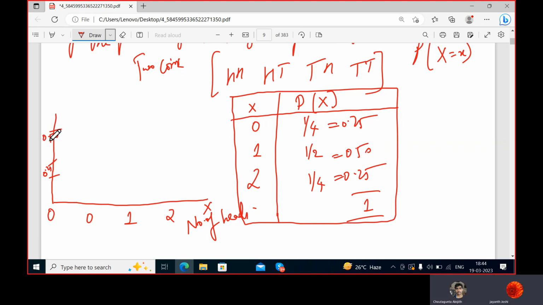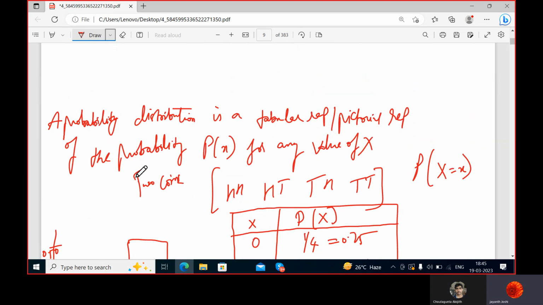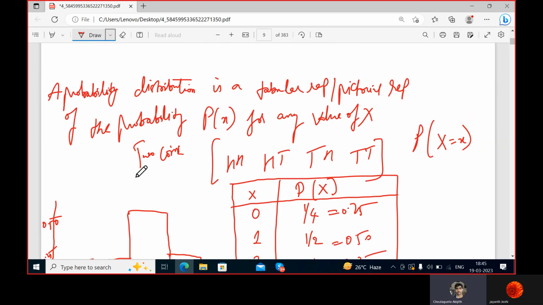So what about the 0 heads? It is 0.25, correct? Yeah. So we put it here. And what about the 1? It is 0.50. We put it here. And then 2 again 0.25. So we'll try to join them in this way. So this is a pictorial representation of this probability distribution. Understood? Yeah. You can make a note of this, Abhijit. Understood.